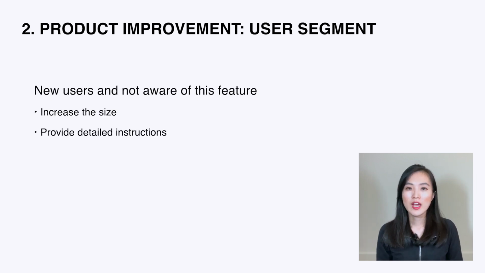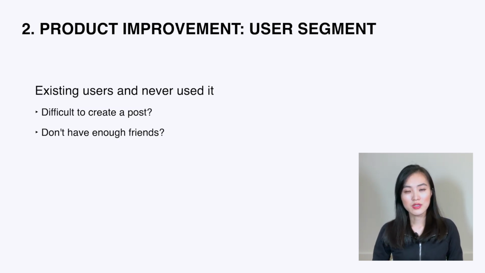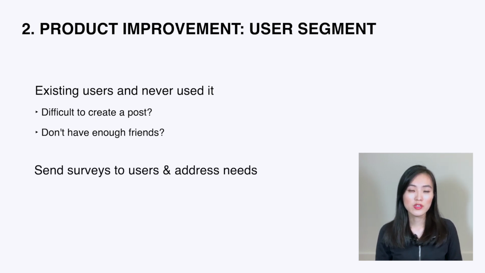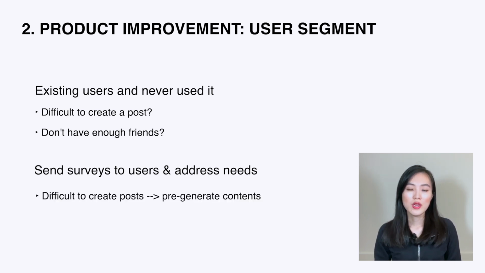For example, we can figure out if they are new users, so they are not aware of this feature, or they don't know how to use it. If so, we could raise their awareness by increasing the size of the UI component and providing more detailed instructions on how to use the feature. If they are existing users and they never posted, we want to find why that is happening. Do they find it difficult to create content, or they don't have enough friends, so they don't have motivation to share? A simple way to gather feedback is to send surveys to the users. We could then address the needs for specific kinds of user. For example, if they find it difficult to create content, we could pre-generate some content for them.